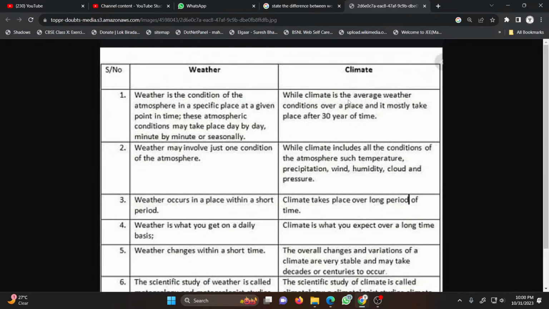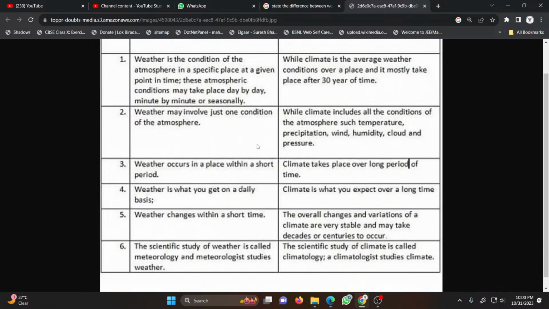Weather occurs in places within a short time duration, whereas climate is a long-term phenomenon. Weather is what you get on a daily basis. Climate is over a long time. Weather can change within a short time. Climate remains constant for years.